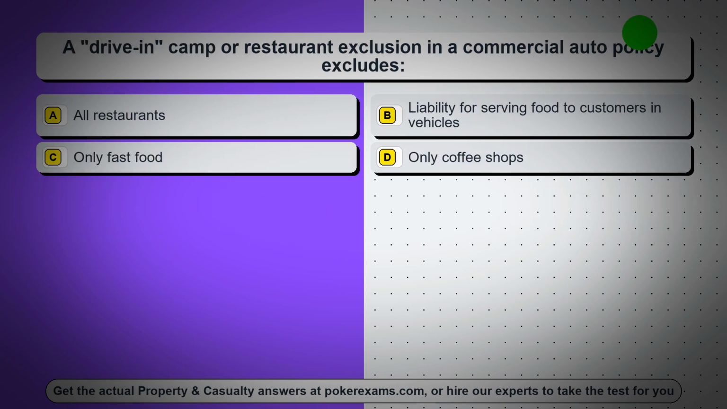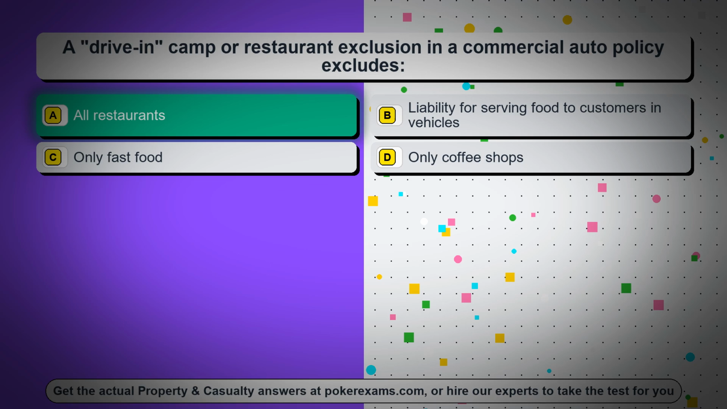Question 63. A drive-in, camp, or restaurant exclusion in a commercial auto policy excludes: Option A, all restaurants. Option B, liability for serving food to customers in vehicles. Option C, only fast food. Option D, only coffee shops. The correct answer is option A, all restaurants.